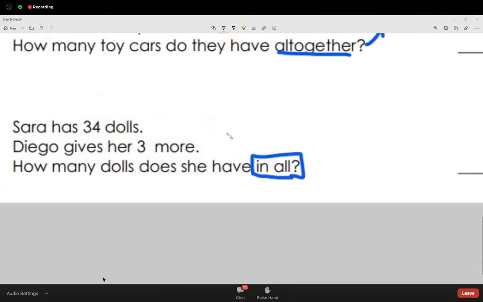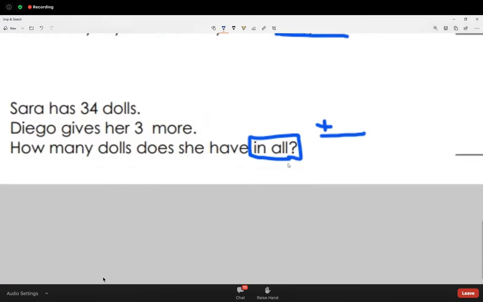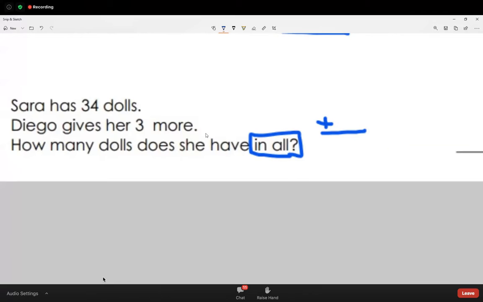So, Ray, are we adding or are we subtracting? We are adding. Exactly. How do we know that we're adding? Because it says in all, right? That means that we're adding. How do you know that? Because it says in all, that's why we know we are adding. We want everything together. We want all of it.